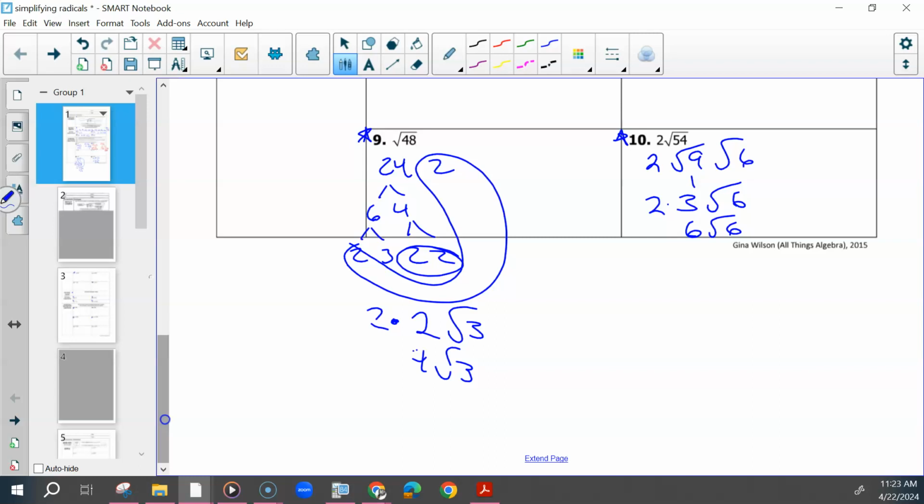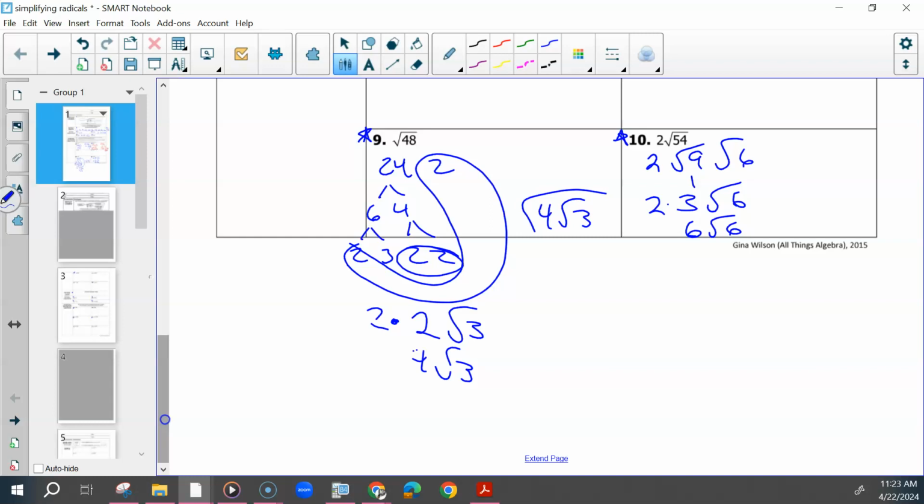This is a pair. This is a pair. Okay. So this is supposed to say 4 times the square root of 3. It just wasn't letting me write. And that would be your final answer. 2 times 2 gives us 4. Where's the 4 from? The 4 was from 2 times 2, because there's 2 pairs.